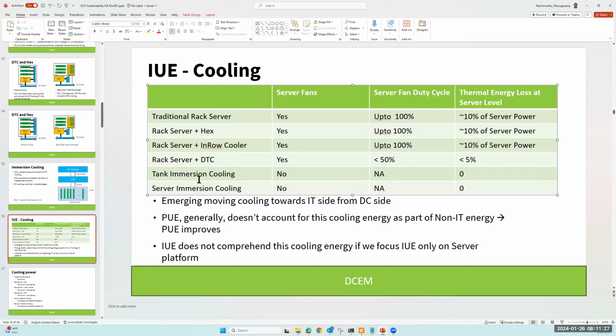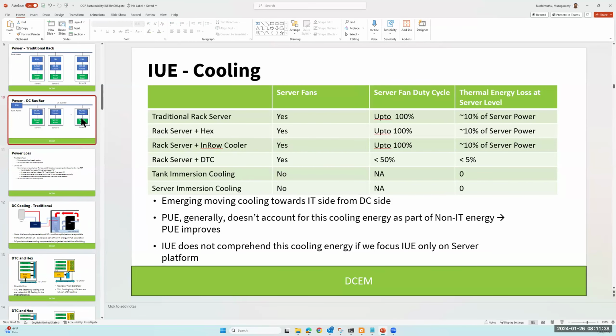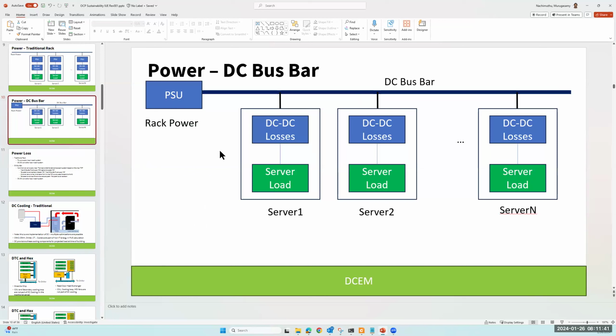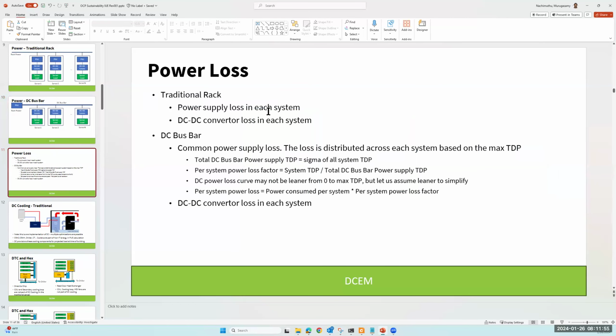Regardless of that, it's going to be either per system or shared. You can assume for the power discussion that it is shared or per system. I think it is per rack, to my knowledge. I can double check. Going on to power loss, that's what we are after here, right? Yes, the non-IT power.